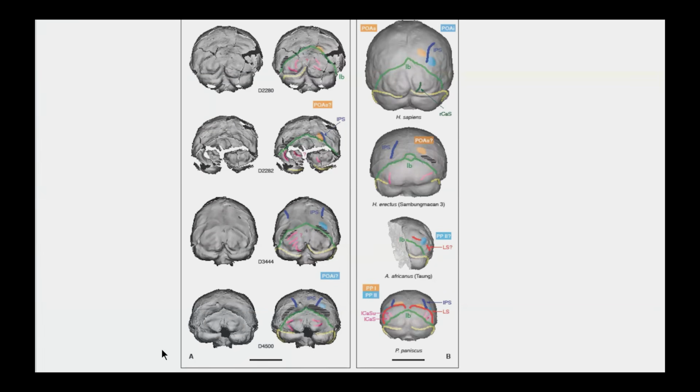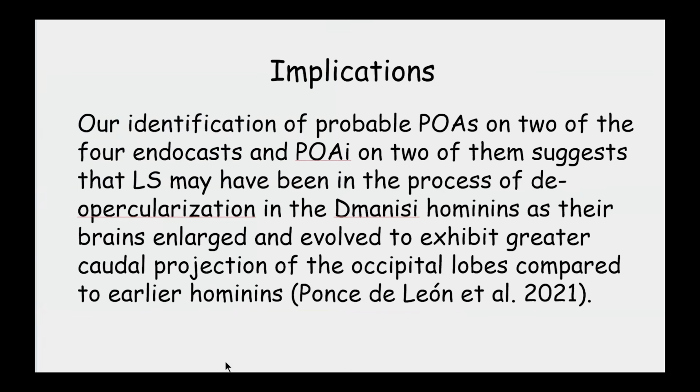And so we concluded that these arcs, as we call them, these orange and blue little gyri, these occipital arcs, came out of the lunate sulcus in the process of uncovering, or de-opercularizing, the lunate sulcus as brains enlarge. And this fits with other work that Ponce de Leon did in 2021. It suggests to us that the Dmanisi fossils were living at a time of reorganization of the brain, and we're actually seeing it within, and speculating about what's going on in the depths of the sulci, that is, reorganization within the brain itself.